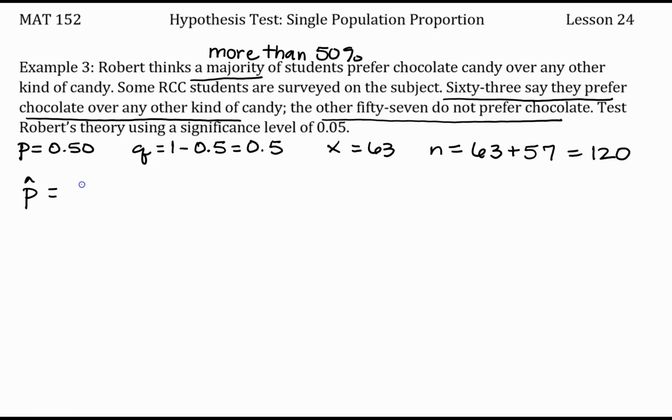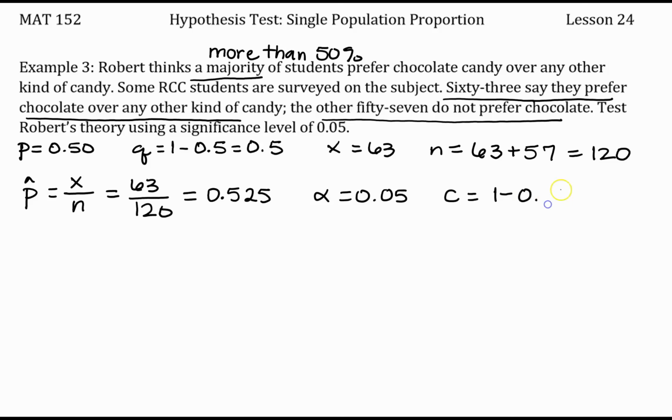So now we can calculate our P hat, which is X over N. So we have 63 divided by 120, which gives us our sample proportion of 0.525. We are given that alpha is equal to 0.05. That's our level of significance. And so our level of confidence is equal to 1 minus alpha, 1 minus 0.05, which gives us 0.95. So we'll be 95% confident in our conclusion. Now we're ready to begin with step 1, where we write our hypotheses.